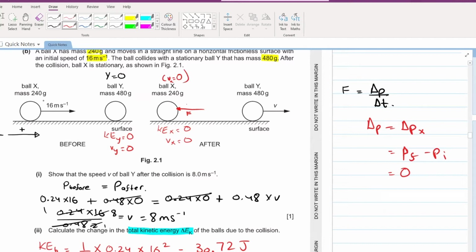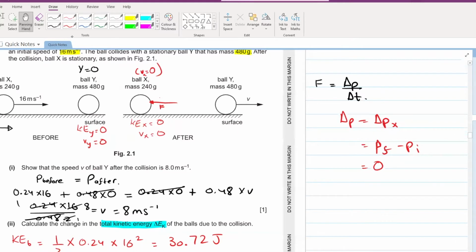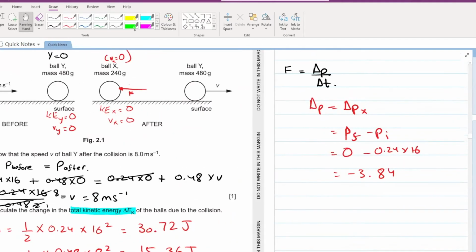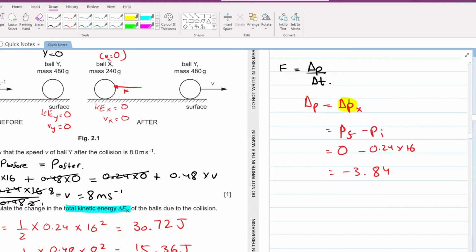What is the initial velocity? 16. Can you calculate the initial momentum? Yes, 0.24 into 16. This gives you an answer of negative 3.84. This is your change in momentum for X. Do you guys realize that the change in momentum is equal to the change in momentum of X, and this is how you will calculate it? Now, can you calculate the force here?